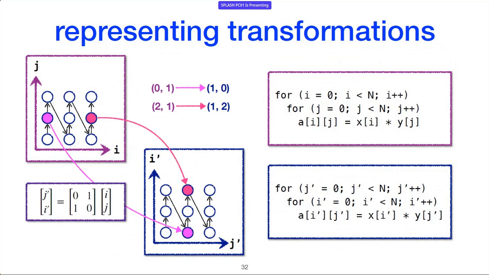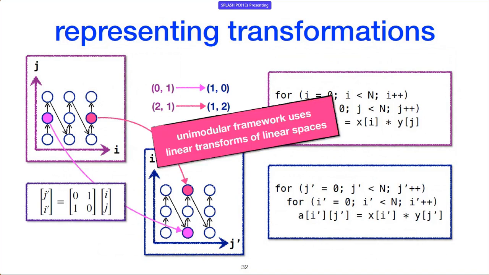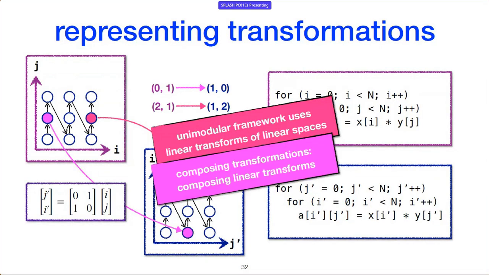So here's what's cool. The unimodular framework uses linear transformations of linear spaces. That's essentially what it's doing here. It's taking these linear iteration spaces, doing linear transformations on them to represent all of their transformations, and because they're linear transformations, they compose very nicely. And so now I can compose together all of my transformations to think about a combination of transformations and what it does to my system.